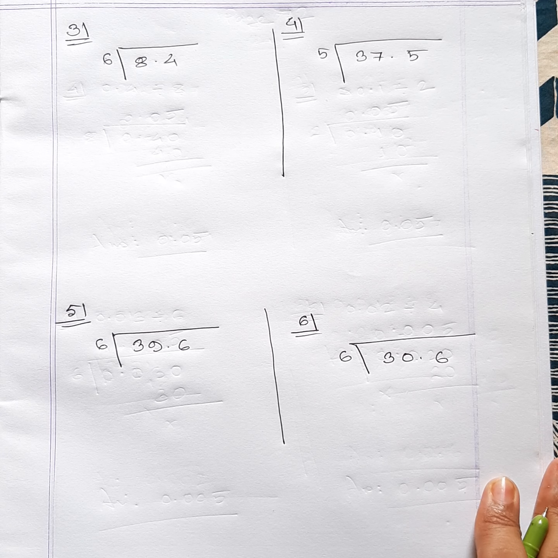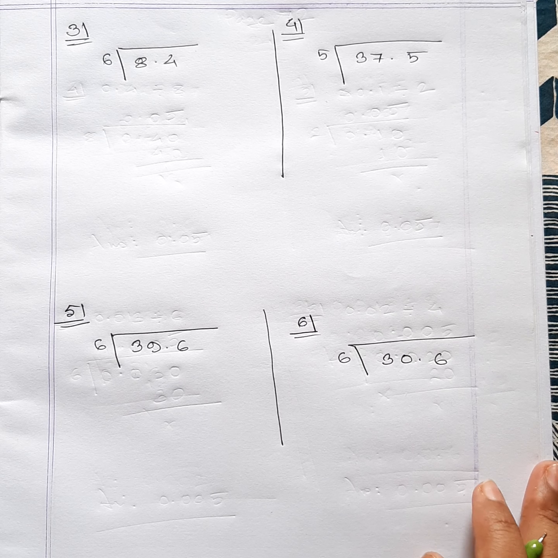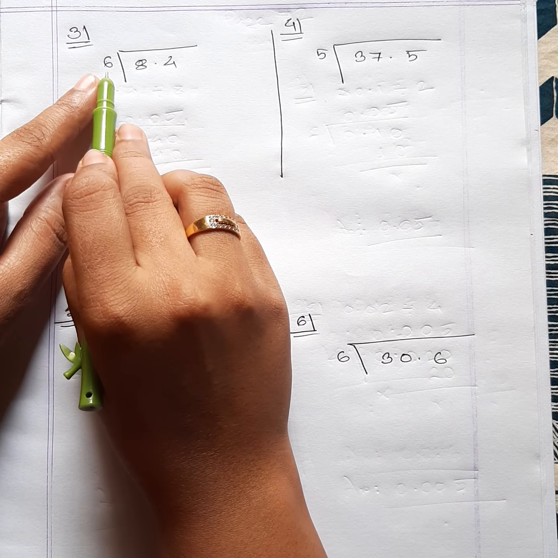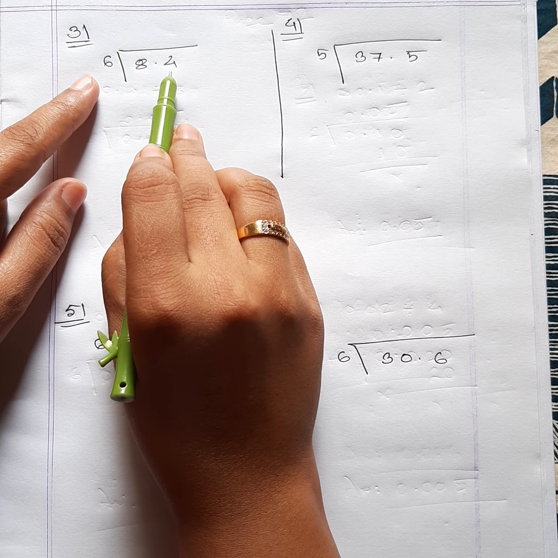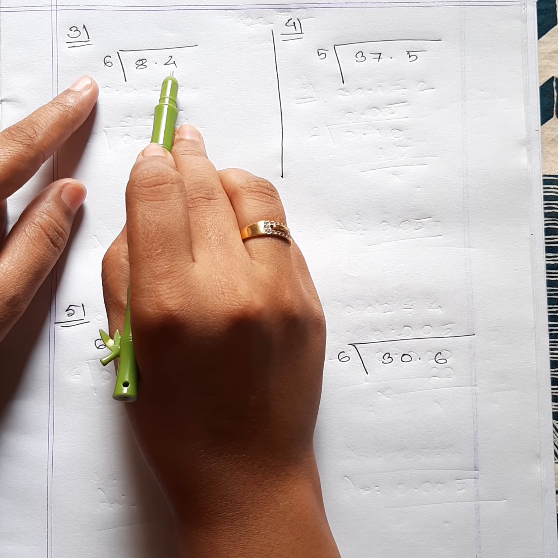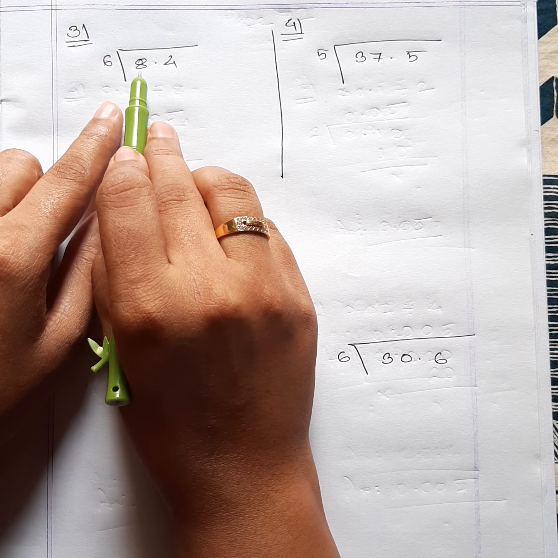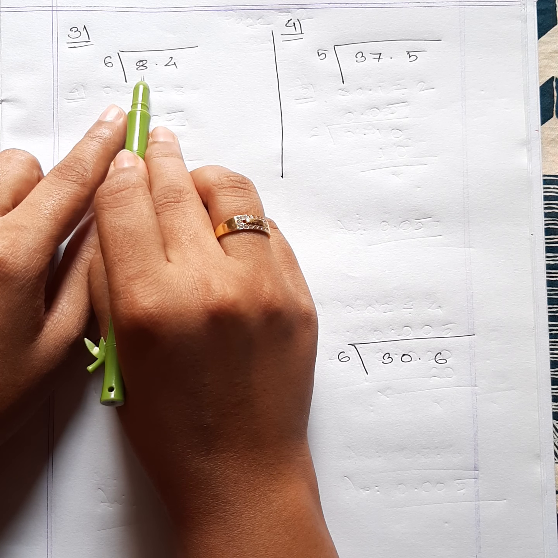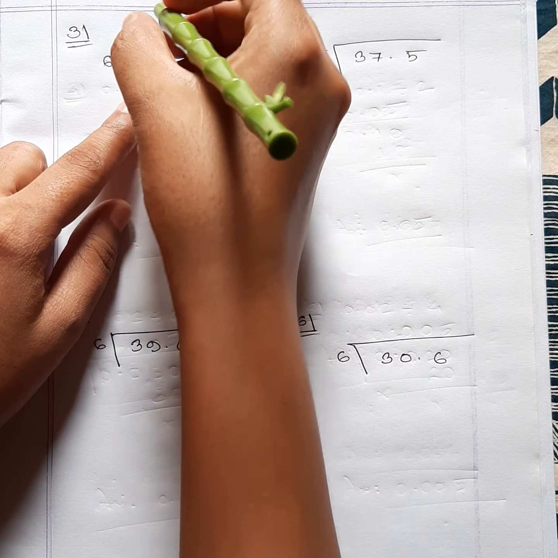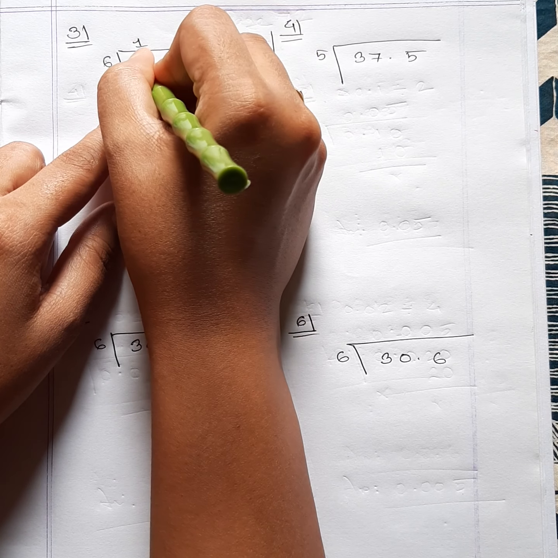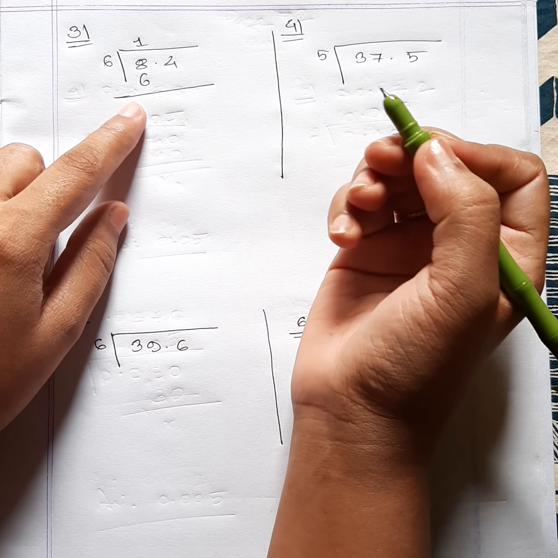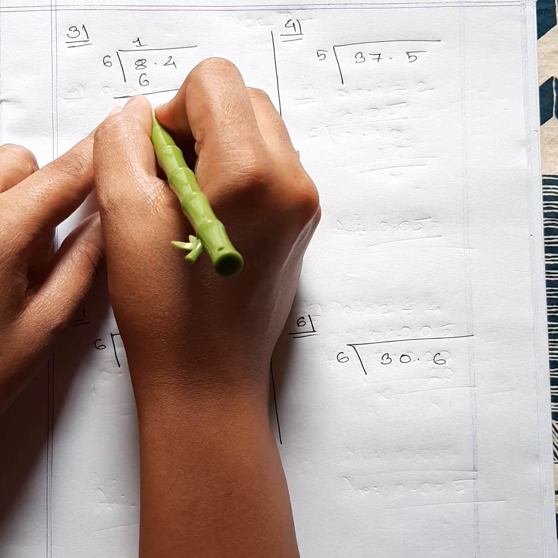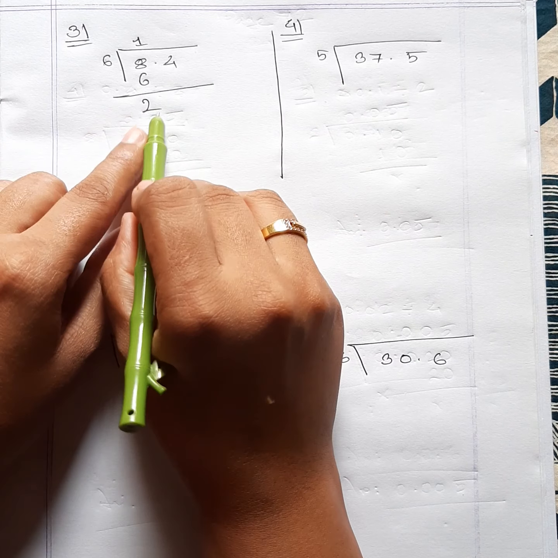Okay, this is the rest of the maths, 4 of them. Six divisor, 8.4 dividend. We are going to divide them. In 8, 6 fits in for 1 time, so we are going to give 1 over here and 6 over here. Do the subtraction, and 2.